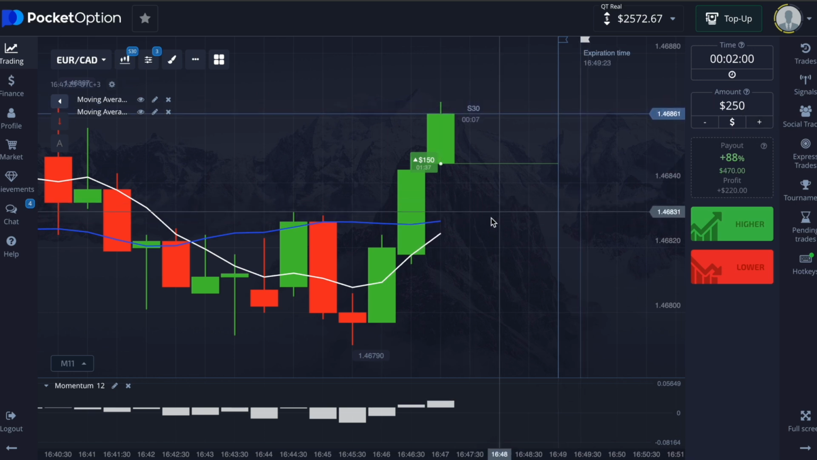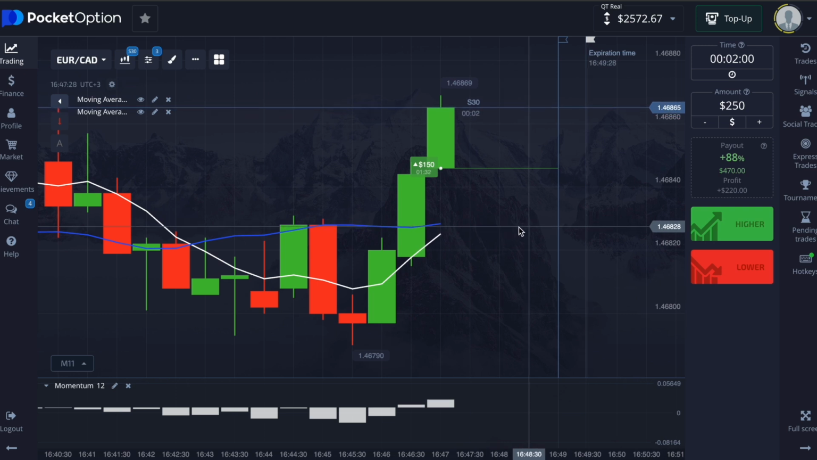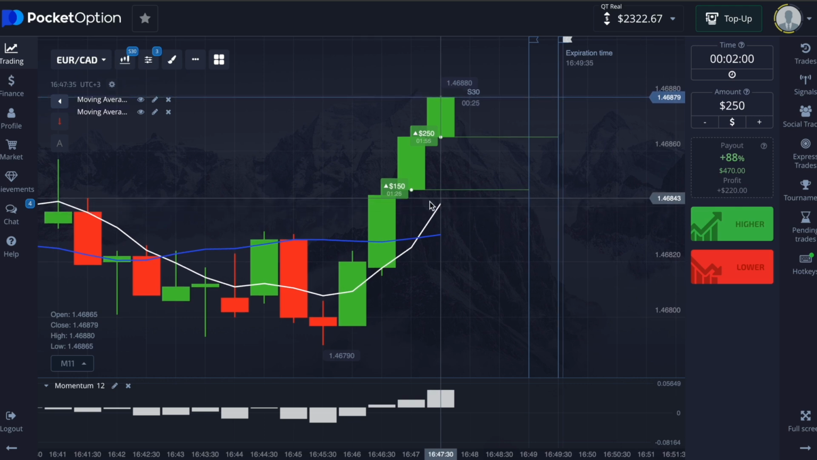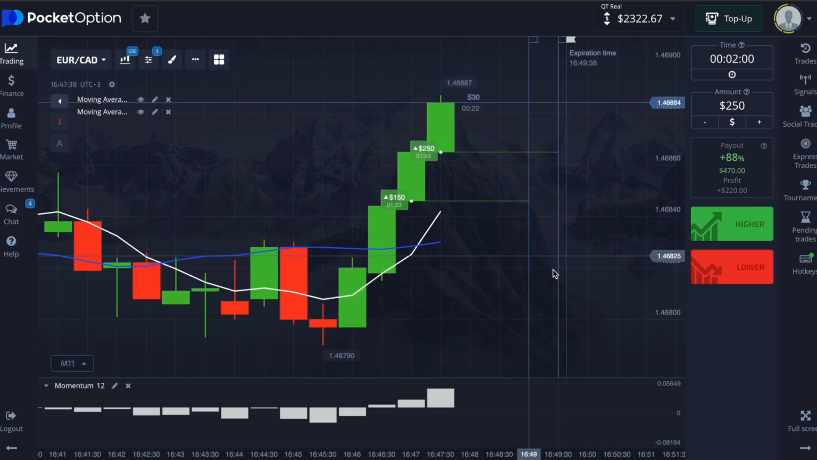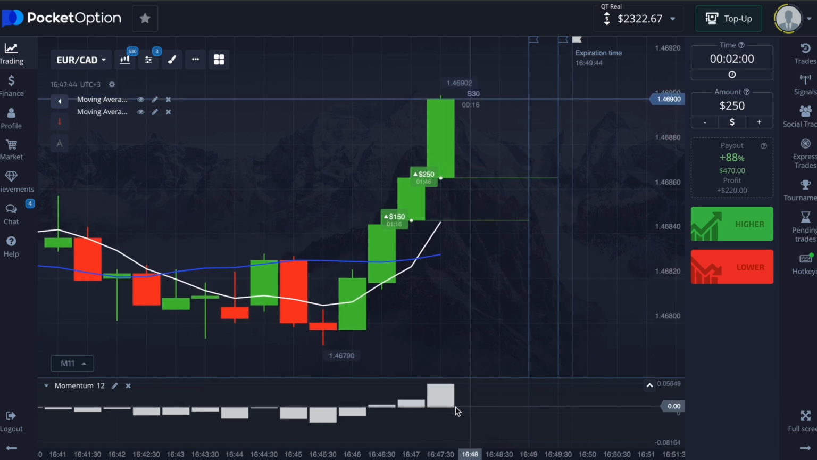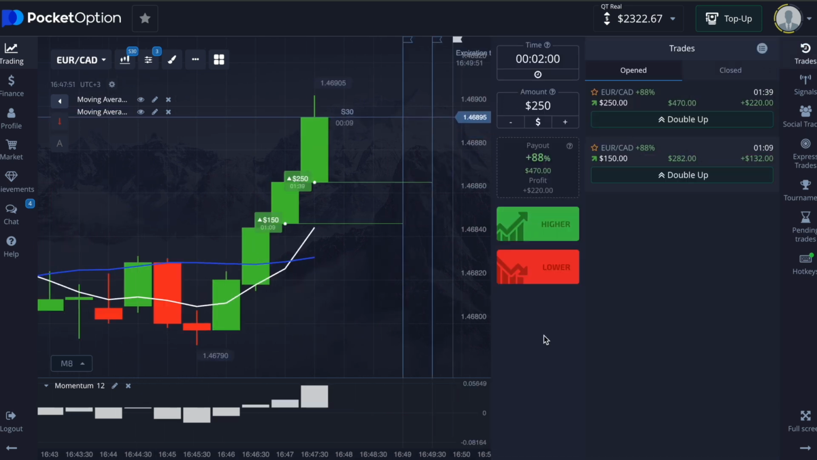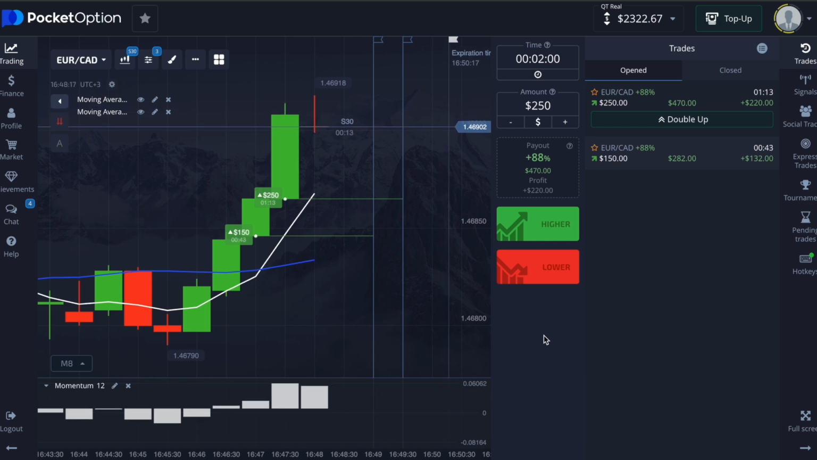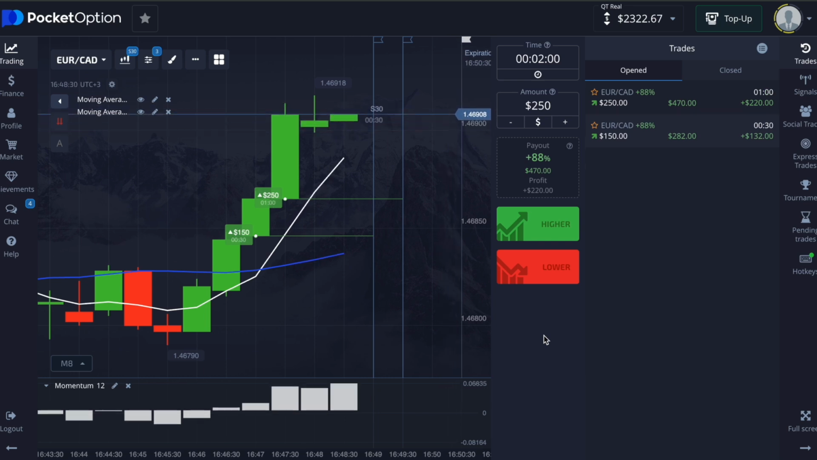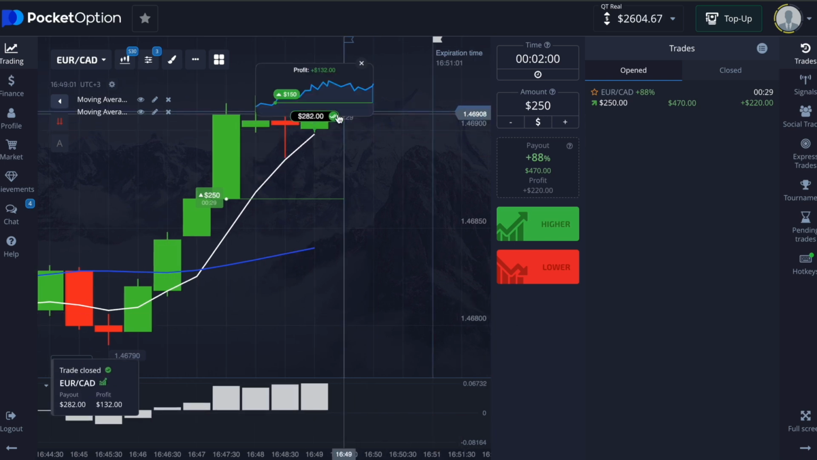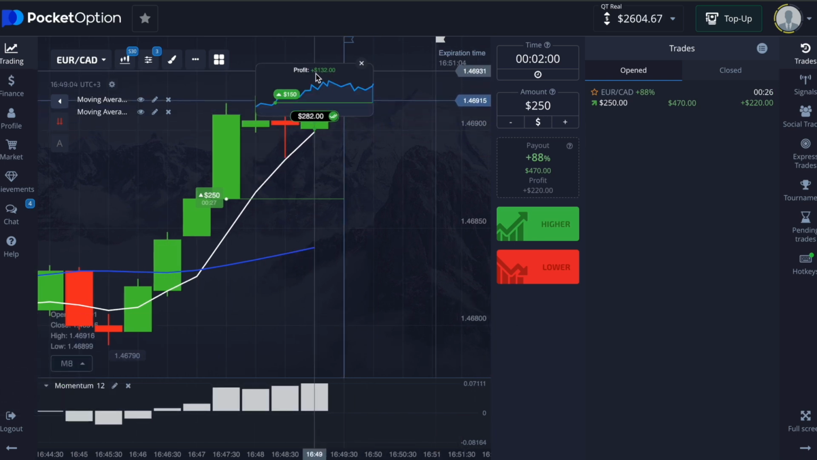You should open a trade with a new candle. So I increase the trade amount, wait for a new candle, and open another trade when the white line has just crossed the blue line. Note that I opened the trade in the direction of the white line, in this case, upward. The candles in the momentum indicator confirm the movement of the price in my direction. So let's just watch. The price continues to rise and my trade closes, bringing me $132 in 2 minutes.